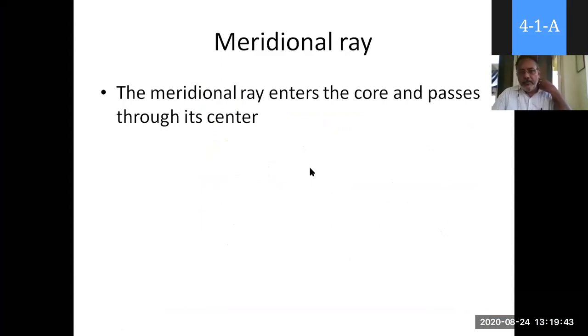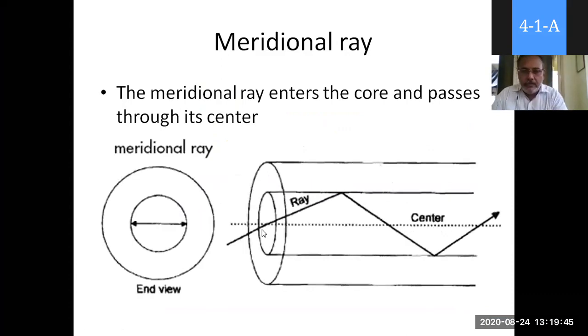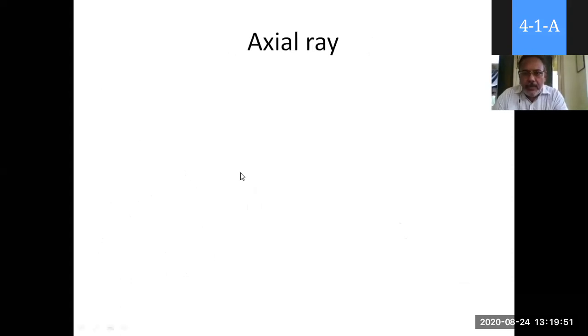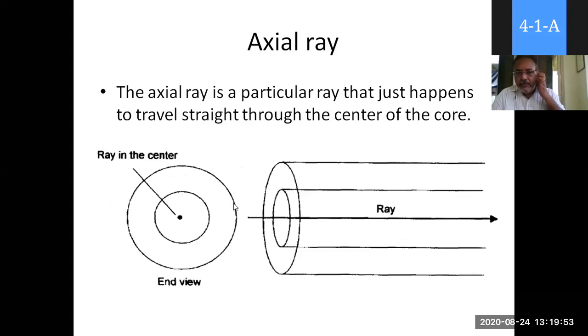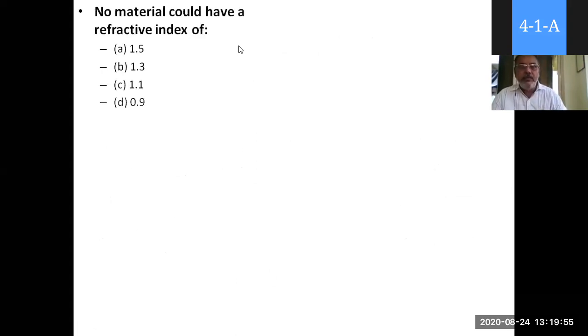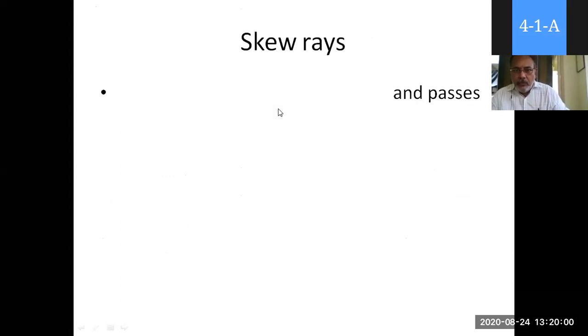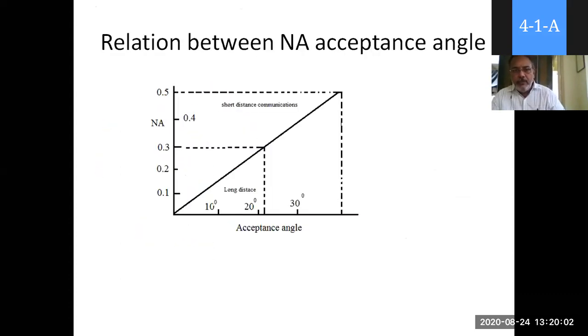Right. Thank you. Now the middle ray. The middle ray means it crosses the axial line. So similarly, axial ray. This is the axial ray. Already we discussed in the previous class. So again, I am going back to this particular point, the relation between numerical aperture and acceptance angle.